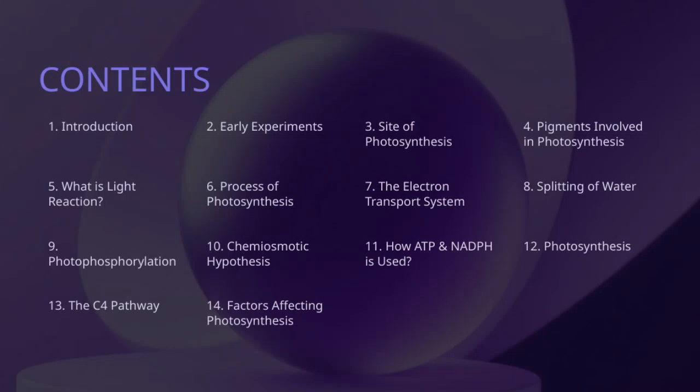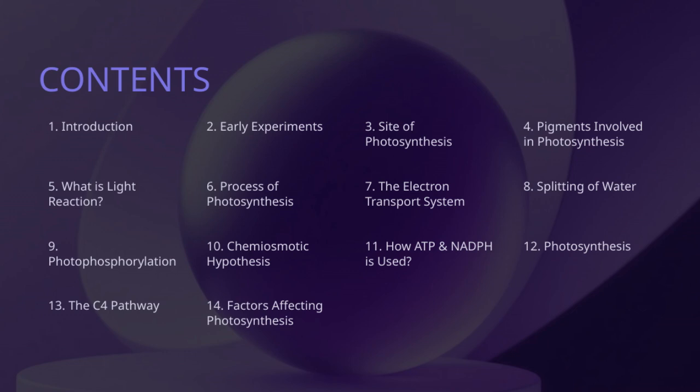Let's begin our exploration of photosynthesis with an overview of its key aspects. On this slide, we see that the process is broken down into several important components. First, we have the splitting of water, which is a crucial step in providing electrons and protons for the process. Then, we look at the pigments involved in photosynthesis, mainly chlorophyll, which absorb light energy effectively.